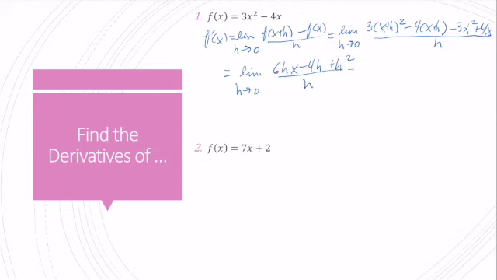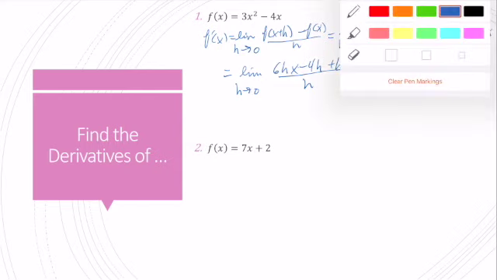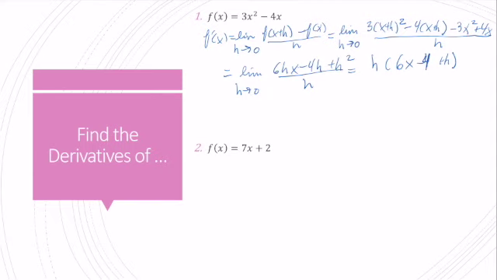And I can go ahead and pull out a factor of h. Hint, that's going to be something we always do. So I have h times 6x minus 4 plus 3h, all over h. My h's cancel. So I have the limit as h goes to 0 of 6x minus 4 plus 3h. Well, h is going to 0. So I get 6x minus 4 is the derivative.